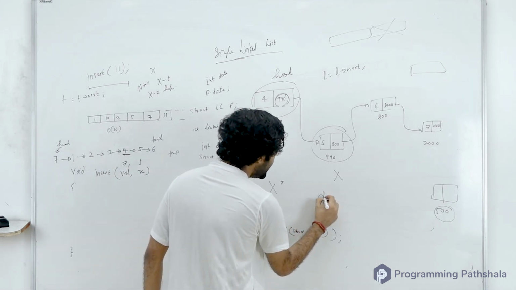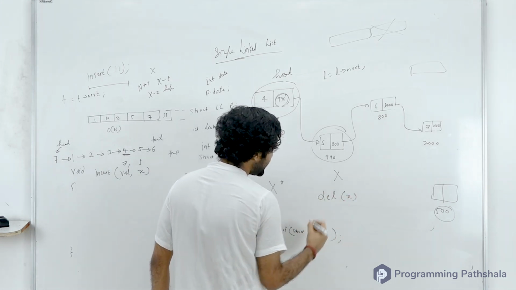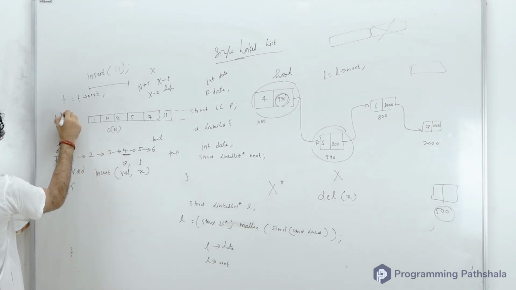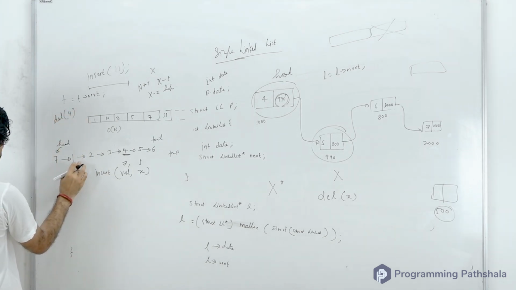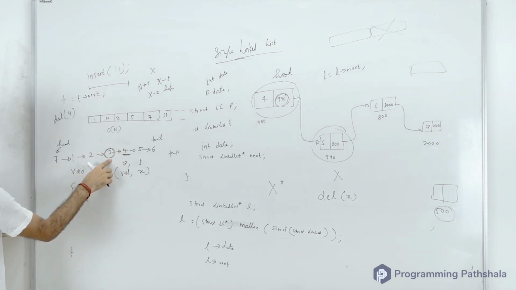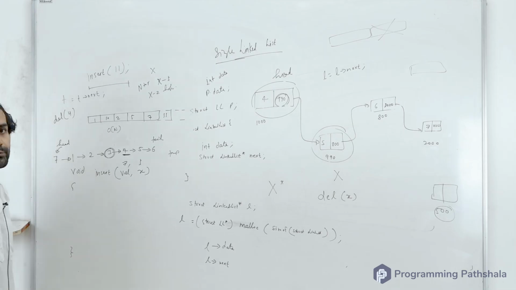So let's say I want to delete at a position x. So let's say if I wish to delete at position 4, so 1, 2, 3, 4, I want to delete this node. To delete this node, where do you want to reach? Do you want to reach at 3 or do you want to reach at 2? So to delete a node also, you have to reach at its parent, right? You have to reach at its parent.